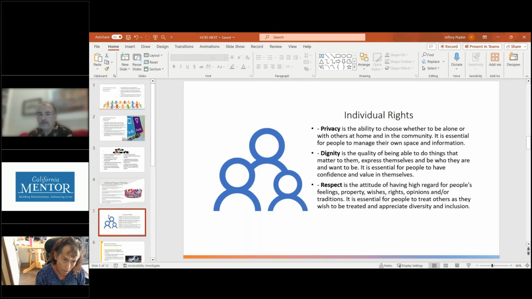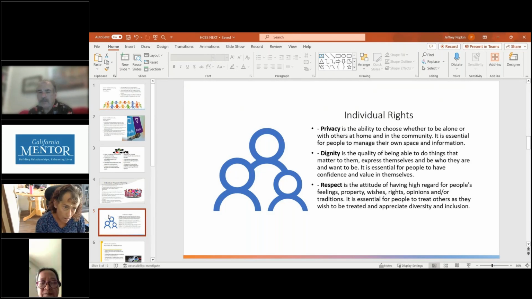Dignity, we want to make sure that the quality of being able to do things that matter for them, express themselves, and be who they are and want to be. It is essential for people to have confidence and value in themselves. We want to make sure that people feel comfortable in their lives and that we're encouraging them.